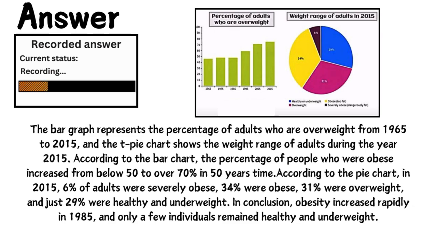According to the bar chart, the percentage of people who were obese increased from below 50 to over 70% in 50 years' time. According to the pie chart, in 2015, 6% of adults were severely obese, 34% were obese, 31% were overweight, and just 29% were healthy and underweight. In conclusion, obesity increased rapidly in 1985, and only a few individuals remained healthy and underweight.